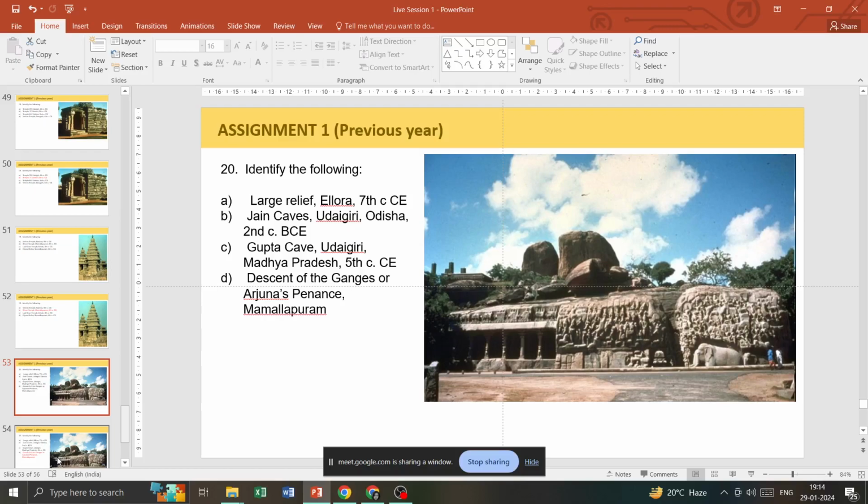Ganga was brought to earth by Bhagirath. And the water of Ganga is believed to possess supernatural powers. We know Ganga is a holy river in Hinduism. So yeah, the answer is B, Descent of the Ganga or Arjun's Penance, Mamallapuram.